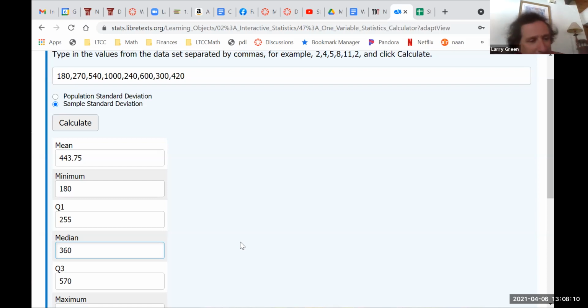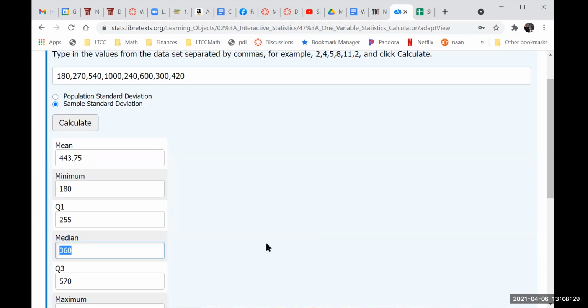And you're looking at the median and you're looking at the mean. They're not the same number. Even in this little example, they aren't the same number. Who is more interested in the median? What kind of person would be more interested in the median than the mean? People that want to buy a house.